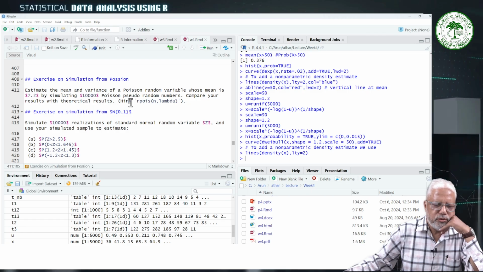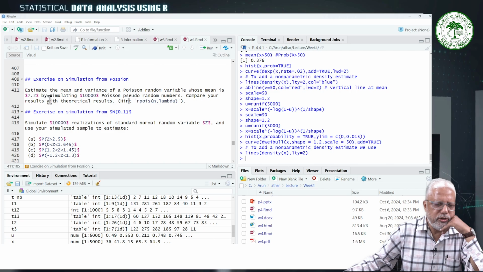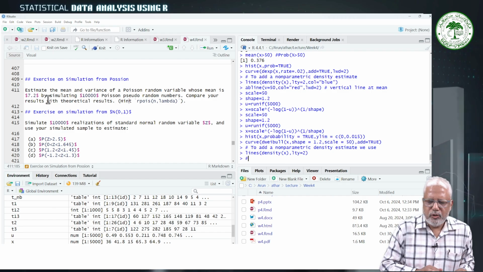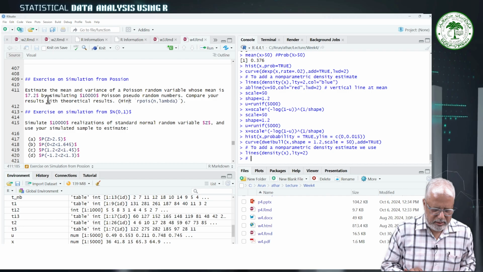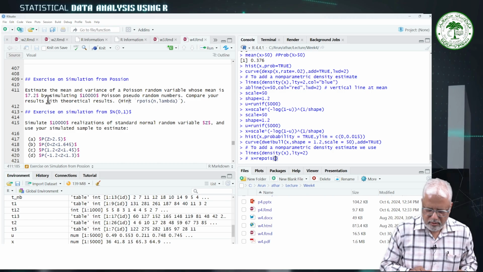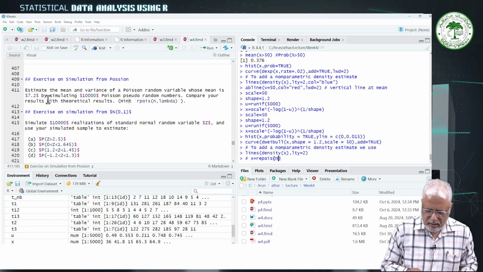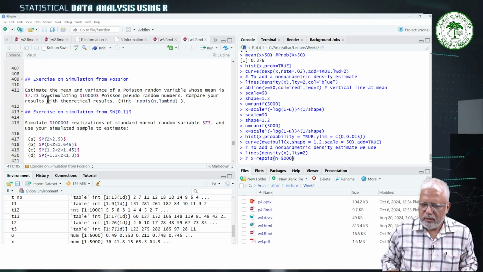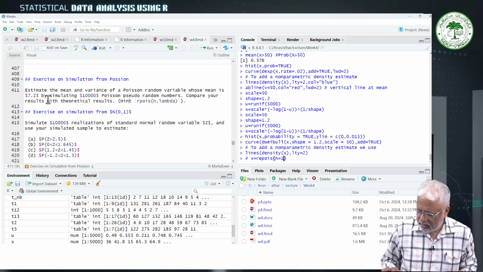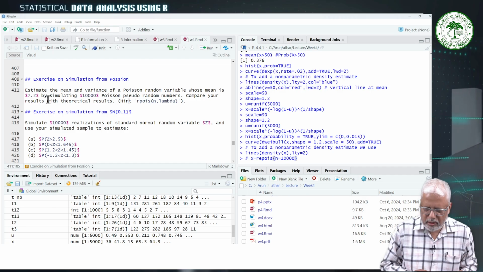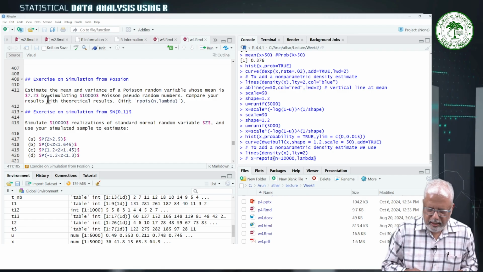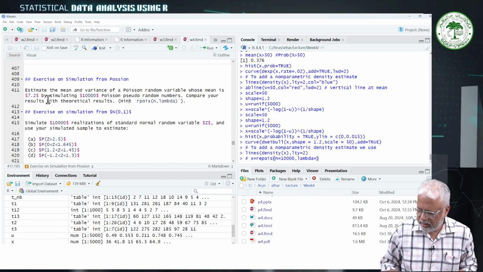So we can solve this problem by x is equal to rpois, and rpois, n is equal to 5,000, no, it is 10,000. 10,000 observations are being generated, and what is the value of lambda? Lambda is 7.25.